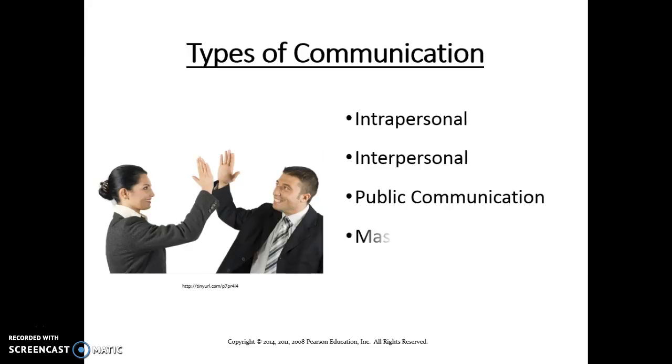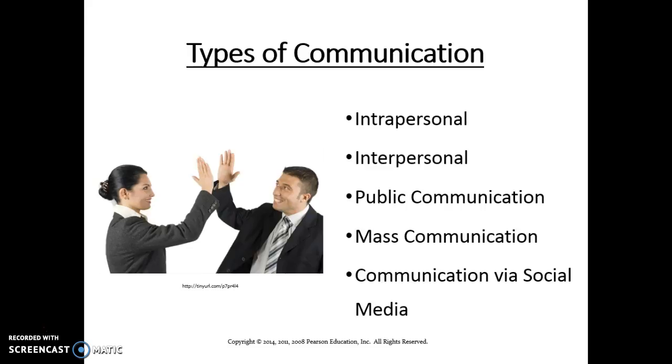There's also mass communication. Mass communication is a form of communication that happens via radio, television, newspapers, magazines, books, or movies. There's some other channel that's used other than a direct channel to communicate a message. And there's communication via social media. Now this form of communication has grown tremendously. It's communication that we use through our cell phones, our text messaging, and different types of social media online, such as Facebook and Twitter.